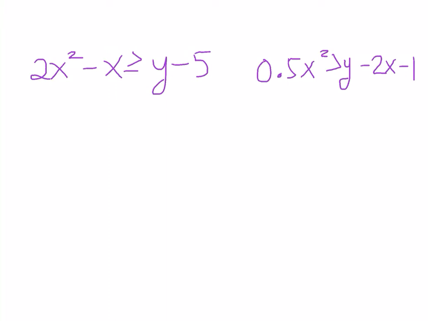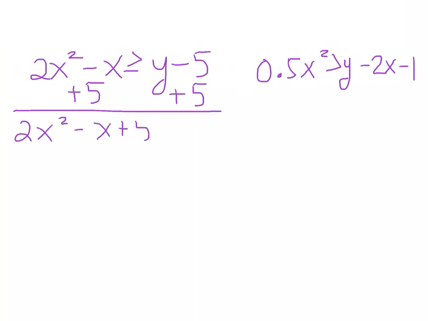Okay? So, again, none of these equations right now are set up and ready to go. What do I need to do in order to get them ready to go? Y is given. Got to get y by itself. On the first one, how do I do that, Cameron? Add 5. Nice. So 2x squared minus x plus 5.